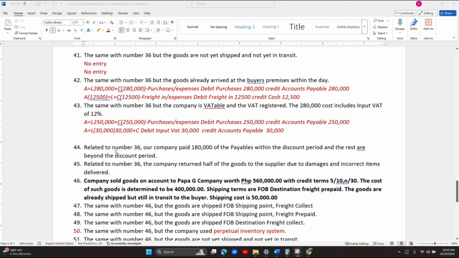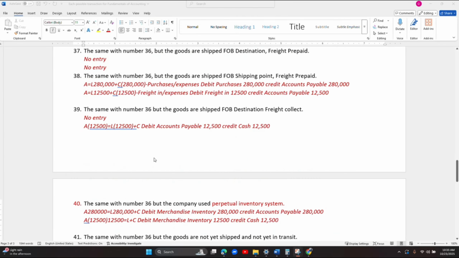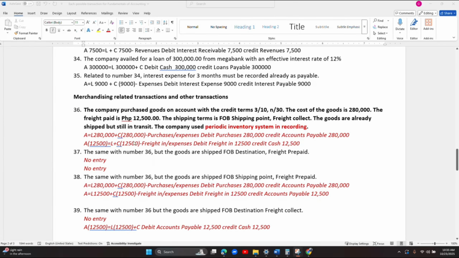Again, what we're doing is that we have our transaction. We have to analyze the effects on the A equals L plus C, and then we have to make a possible journal entry. Now, since number 44 is related to number 36, let's go back first to number 36.